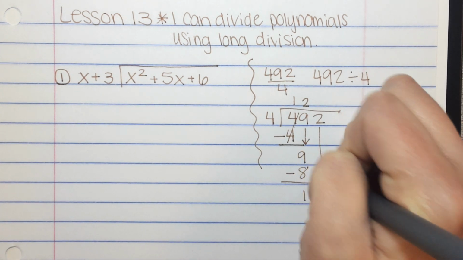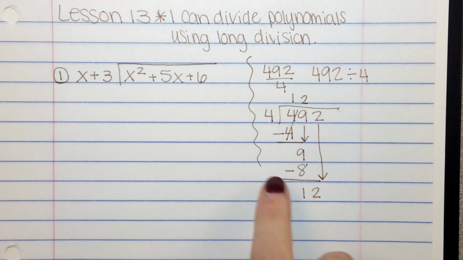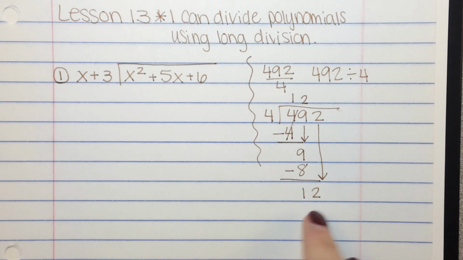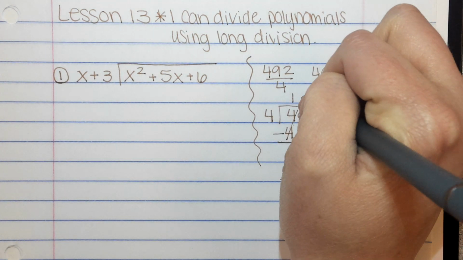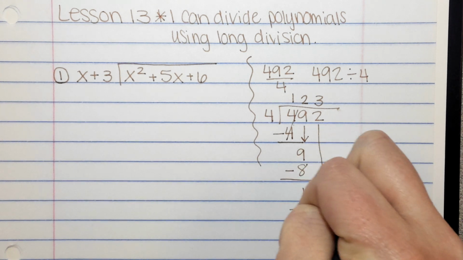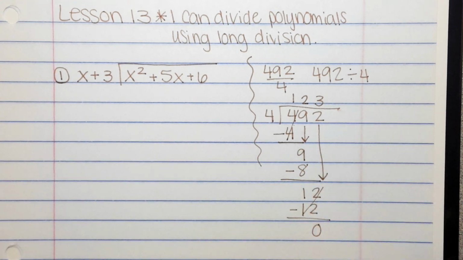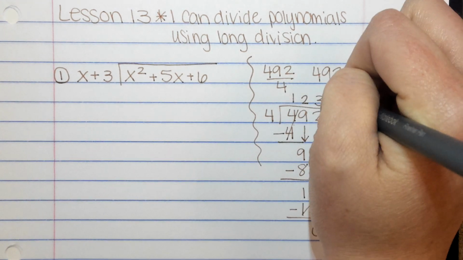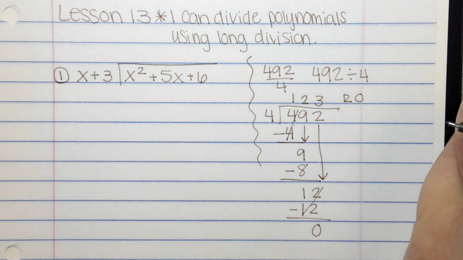We bring down that 2 to make 12. How many times does 4 go into 12? 3. 3 times 4 is 12. We change the sign and we get a 0. So we have 123 remainder 0.